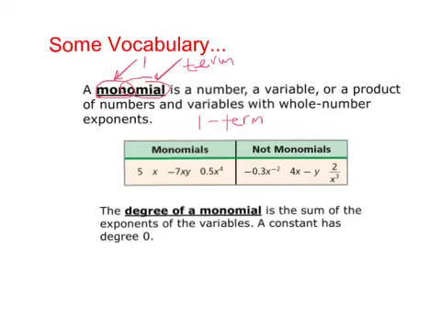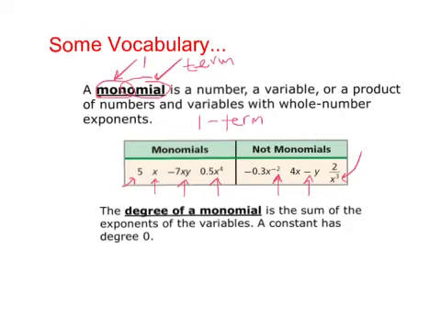So let's look at some of these examples. The number 5, just the letter x, the product of -7 times x times y, and the product of 1/2 times x to the 4th. Those are all single terms, and so we call those monomials. What's not a monomial is anything that has a negative exponent, or if we have more than one term. And if we have any kind of exponents or variables in the denominator, those make it so that they are not monomials.